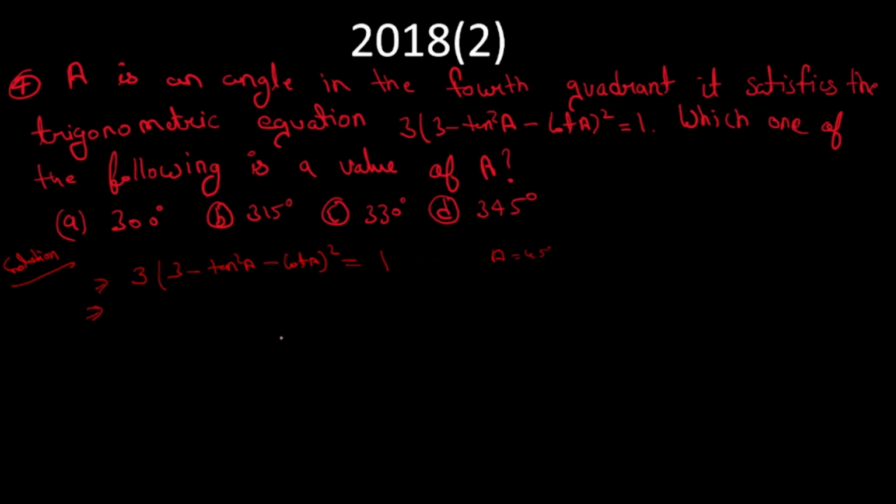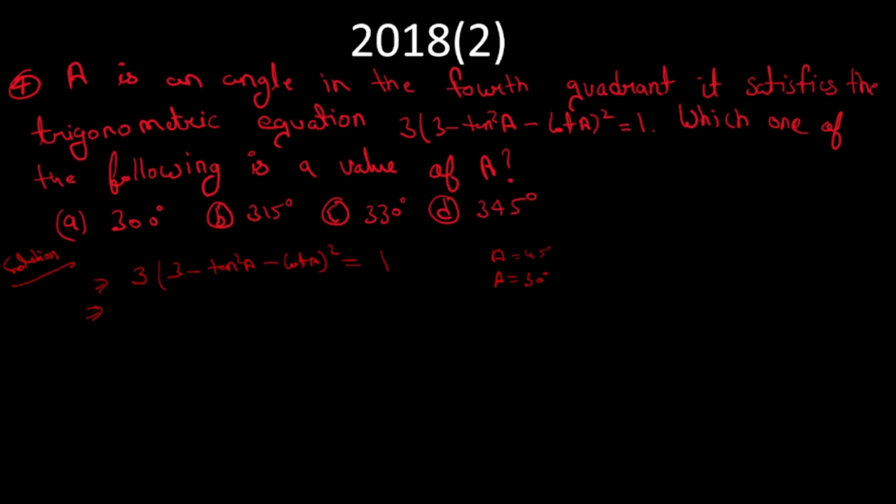So we put a equal to 30 degrees. So 3 minus tan 30, whose value is 1 by root 3. So here we get 1 by root 3, and cot 30 degrees is root 3. So root 3 squared. So we don't get the answer from here.